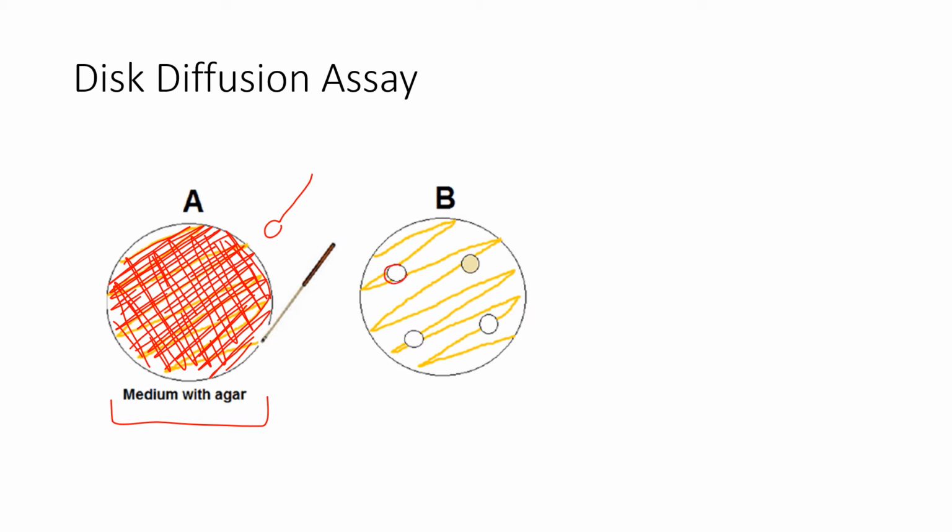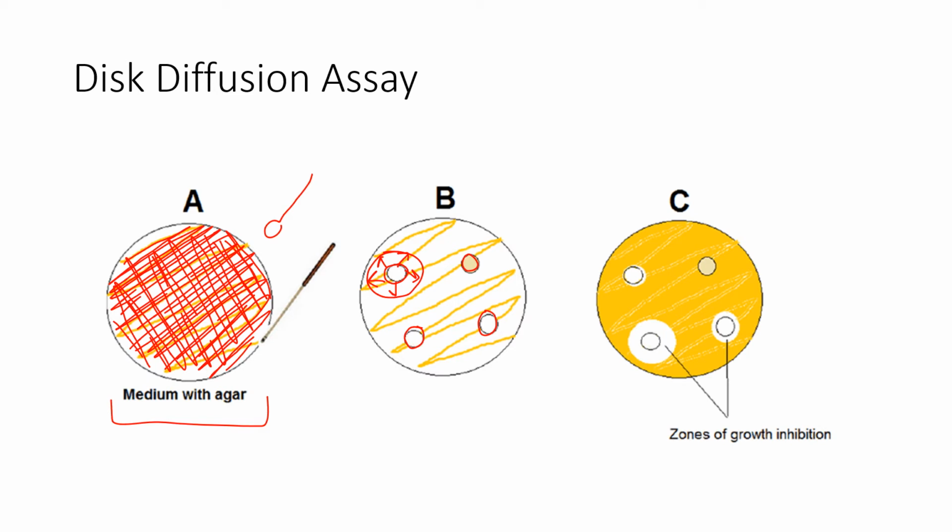Each disc has been soaked in one of the 4 different types of substances you are going to test. So you will use forceps, tweezers, to place each disc on the plate over the lawn of bacteria. The idea behind a disk diffusion assay is that during incubation, the chemical that has soaked into the disc will diffuse through the agar, and if that chemical is able to inhibit the growth of the bacteria, then there will be a zone of inhibition around the disc.